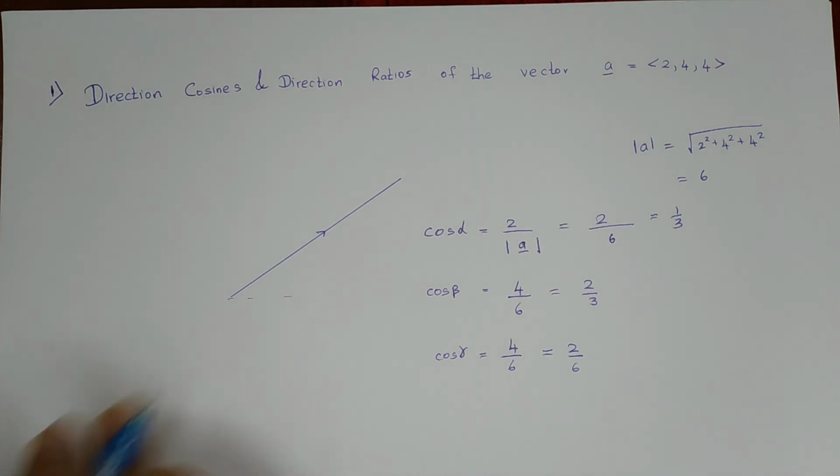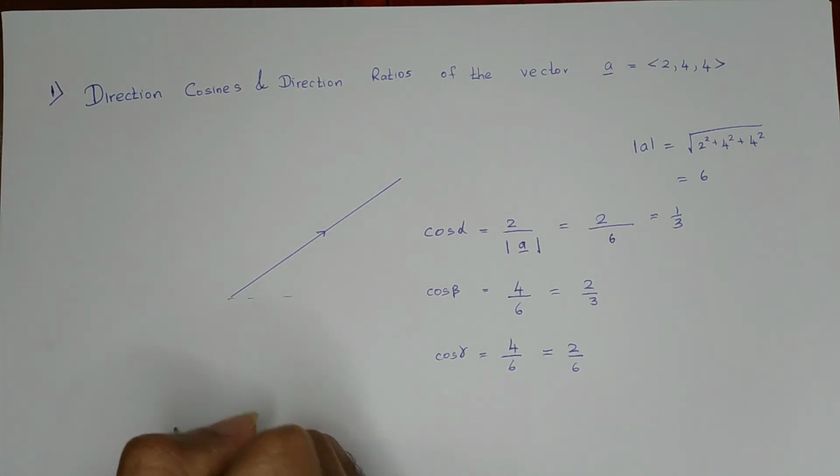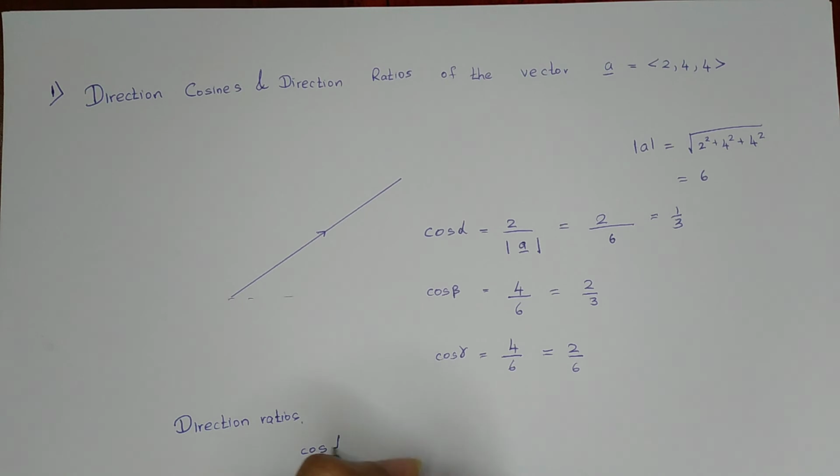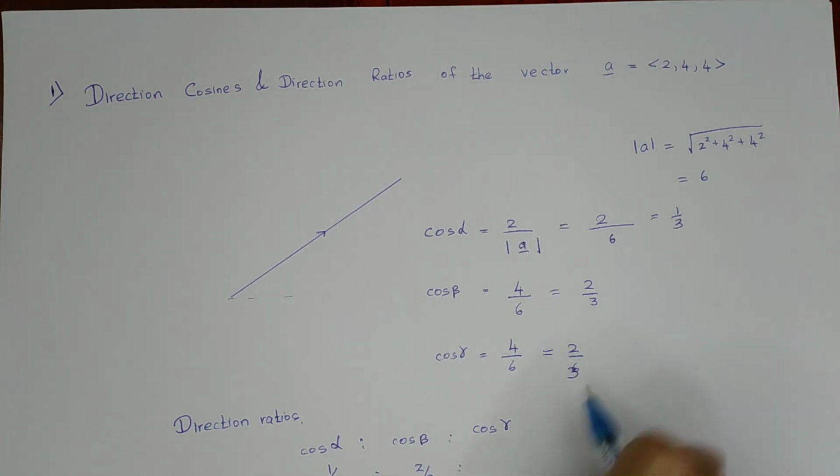After that, they have asked about direction ratios. When you are considering direction ratios, it simply means the ratio between these direction cosines. So if I mark it like this, cos alpha, cos beta, cos gamma, we need to find the ratio between these. If you figure it out, it's going to be, I think I made a mistake here, 1 by 3, 2 by 3, 2 by 3. So the ratio is 1 is to 2 is to 2. This is known as the direction ratio.